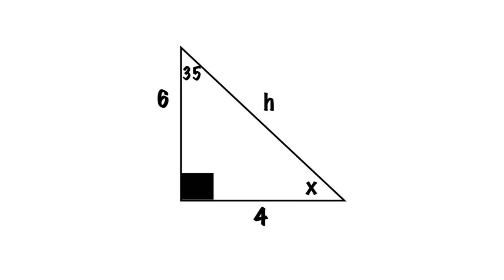We also have two angles, one labeled 35 degrees and one's a right angle, marked by a square in the corner. You can see we also have two unknowns, a leg, the hypotenuse, labeled h, and an angle labeled x. We can find these unknowns using sine, cosine, tangent, and their inverses.